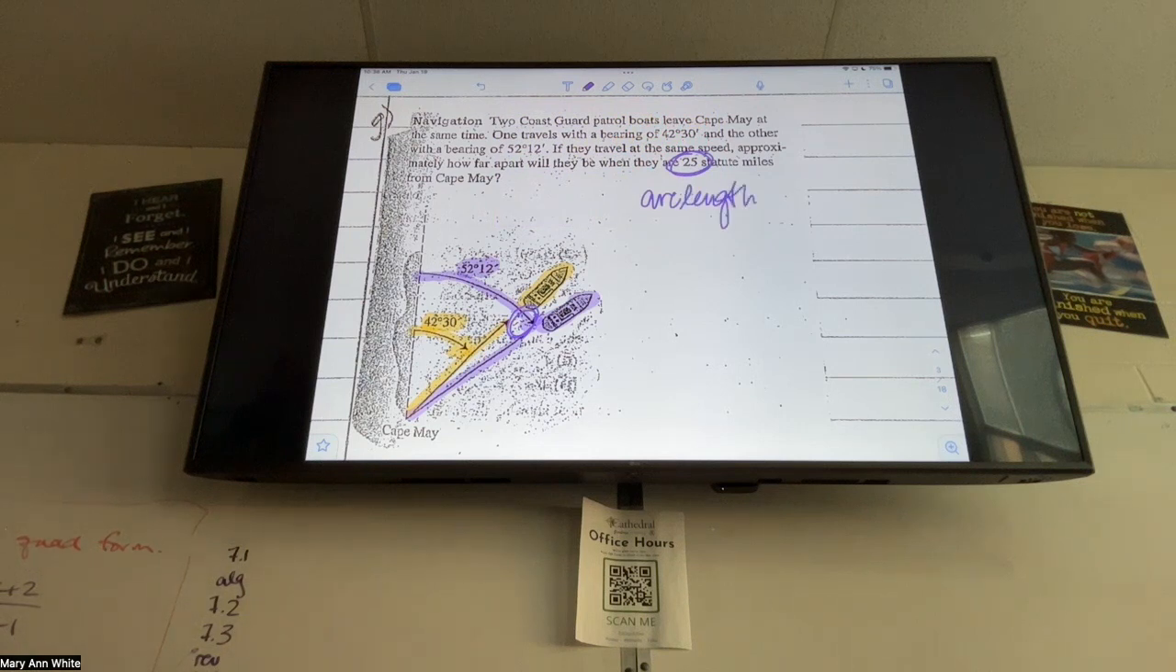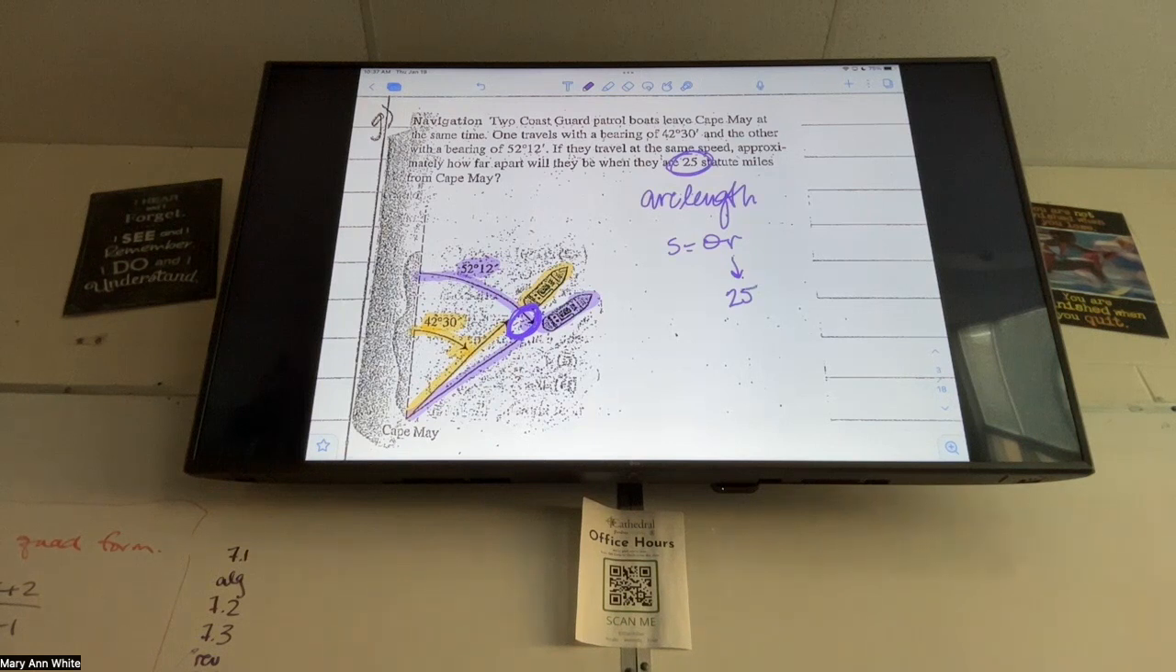And so what I want to do is find the arc length of the yellow guy. I want to find the arc length of the purple one, and I want to minus the difference between them to find this tiny bit right here. Okay. Arc length formula, S equals theta R. We're going to have to do two of these because we've got two boats, right? However, R is the same in both of them. What's my radius or my distance away from where we started? 25 miles, good.